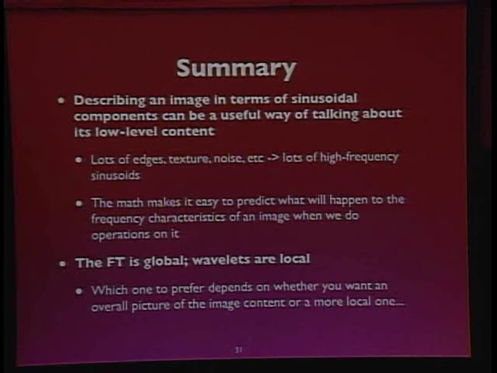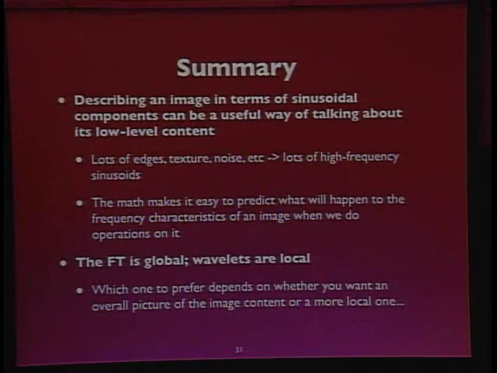So just to summarize the overall point of this lecture, you can describe an image in terms of sinusoidal components, and this can be a useful way of talking about, telling the story of, explaining its low-level contents in terms of slowly varying and quickly varying intensities. And also, the Fourier transform is a global thing, and there's a set of local versions of it that are called wavelet transforms.